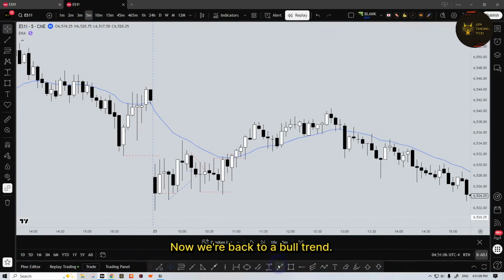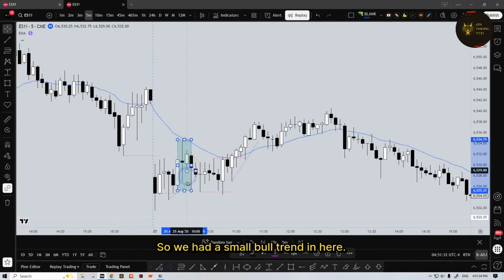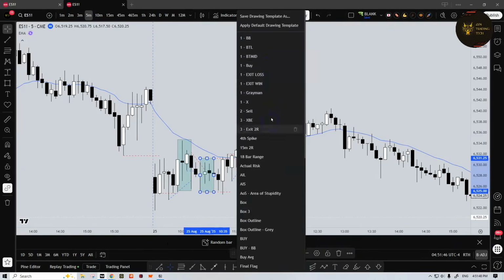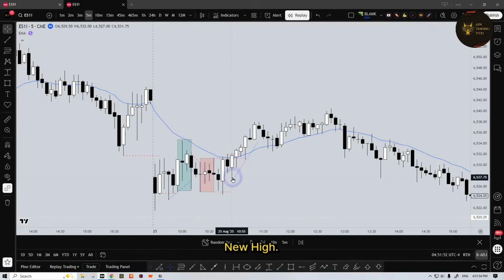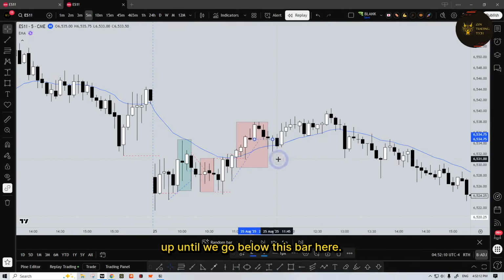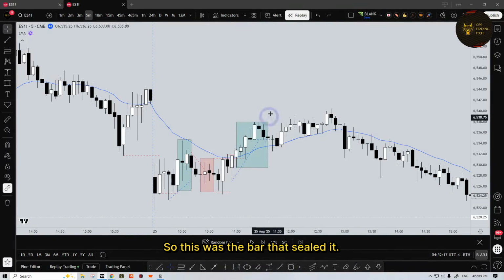Yep. Okay, now we're back to a bull trend. Pull back, new high. So we had a small bull trend in here. The bear trend didn't really work. New high. This is a high and a low. High, low. We go above that bar. So this is the start of the bull trend up until we go below this bar here. So this was the bar that sealed it. Now we've broken it. Now we start the process again.